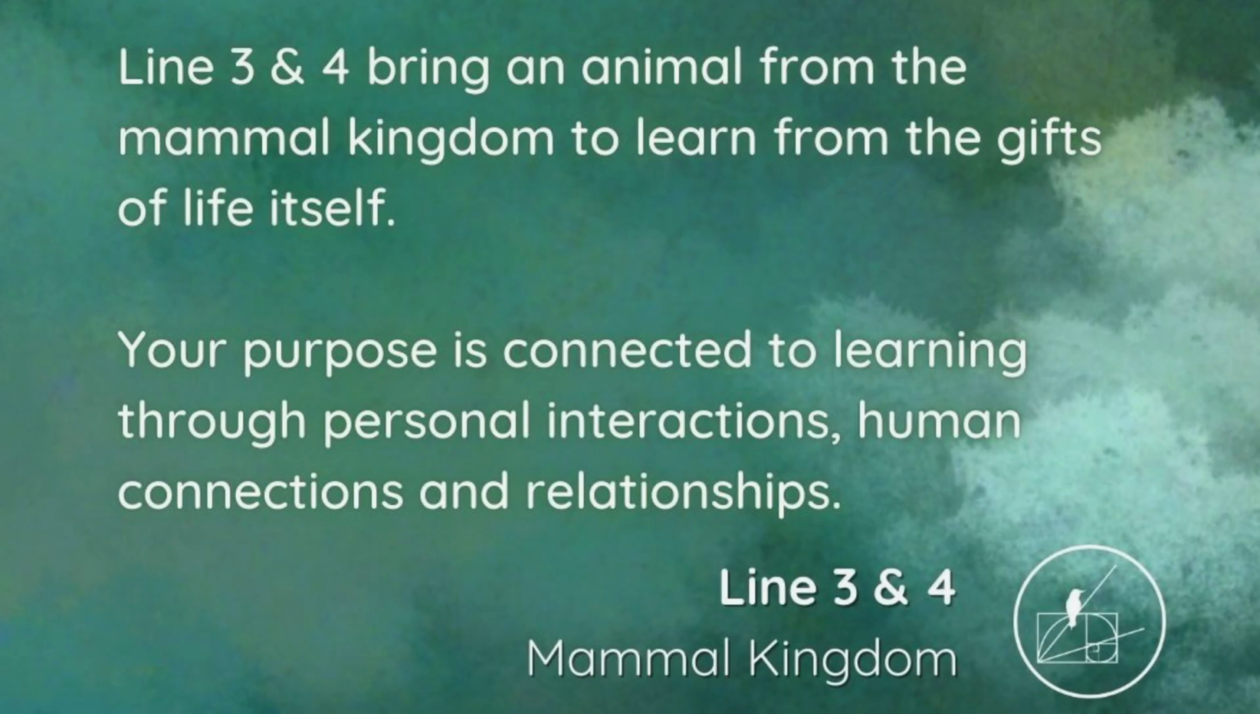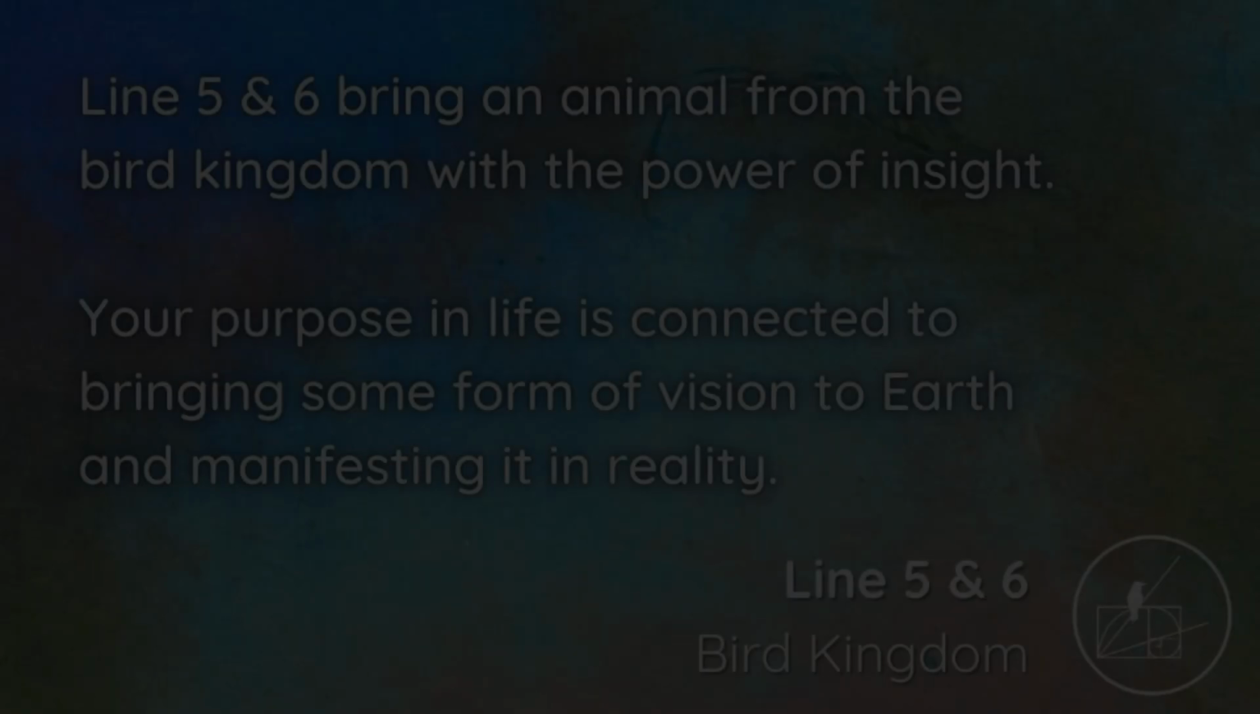And then lines 3 and 4 we call life keys, and those are mammals. And those are the gifts in the Gene Keys. And then we have lines 5 and 6, and they're the vision keys. And so in the Gene Keys, they relate to the siddhis, these divine attributes, they're visionary aspects.